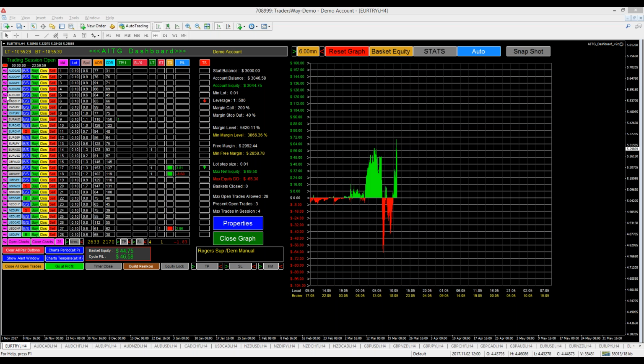Entry number 2 would be what I call a step entry, and this is a new SupDem that paints in the same direction as the last. It's good for additional positions, and I don't think I have any yet, but I'll show you some examples of that.